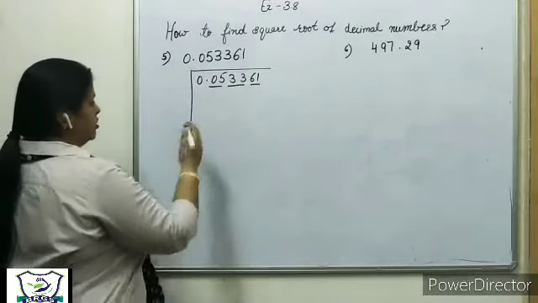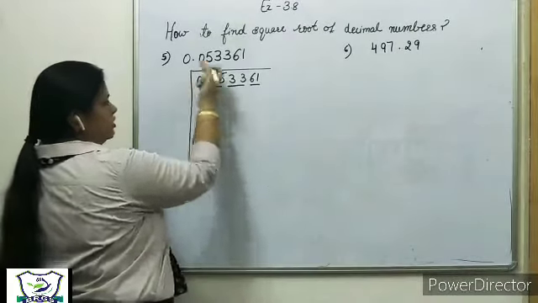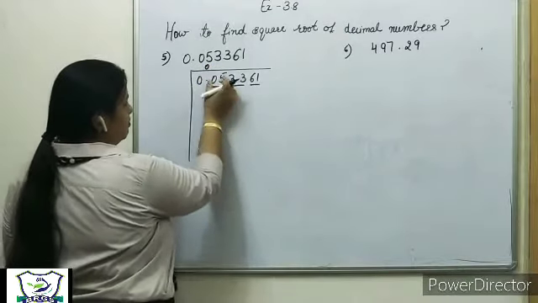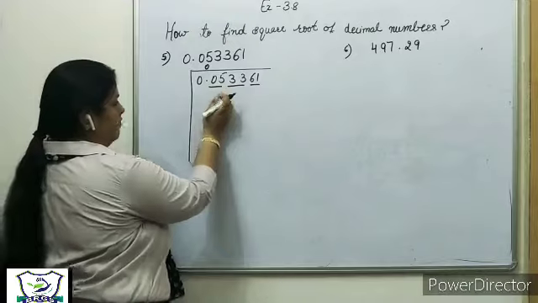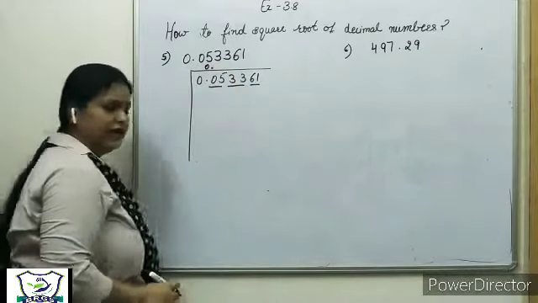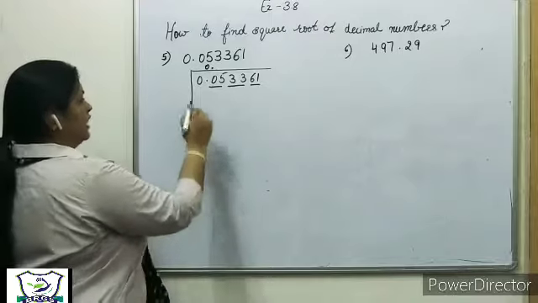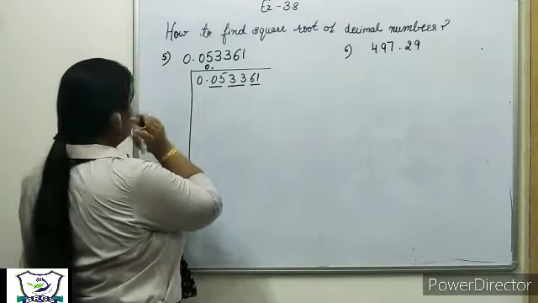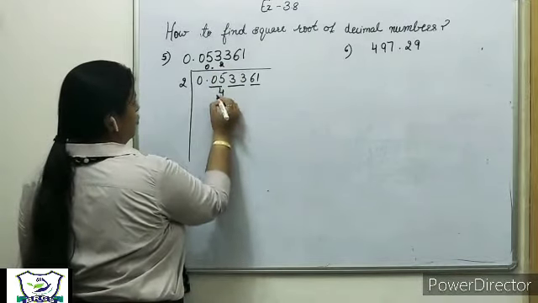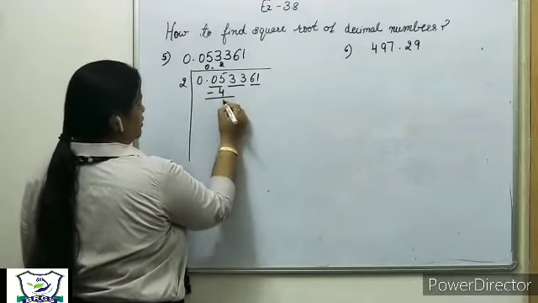So now let's start solving it. First will be 0 zeros are 0, 0. Thereafter we will consider 0 and 5, and 05 is after the decimal, so our quotient will contain a decimal. So now the next number should be 2, 2 twos are 4. 5 minus 4 is 1.